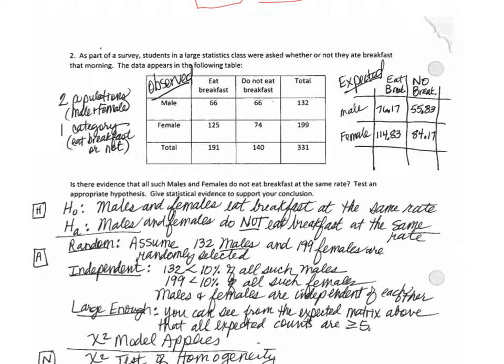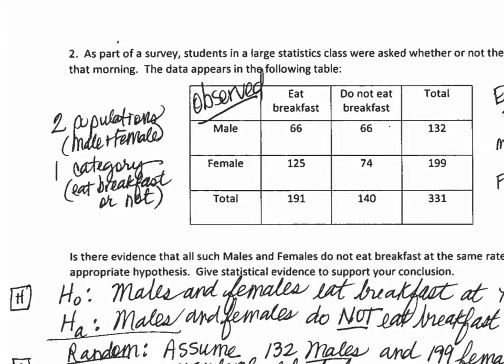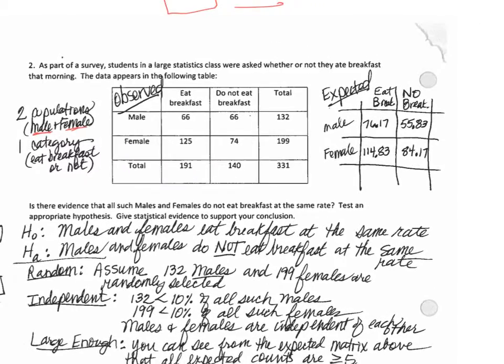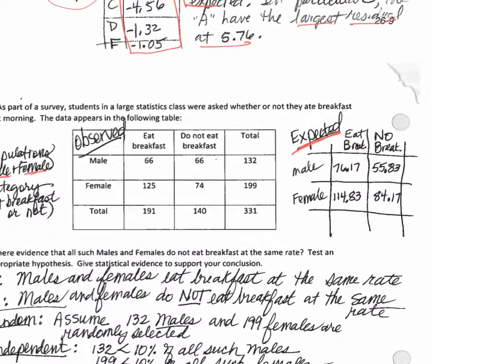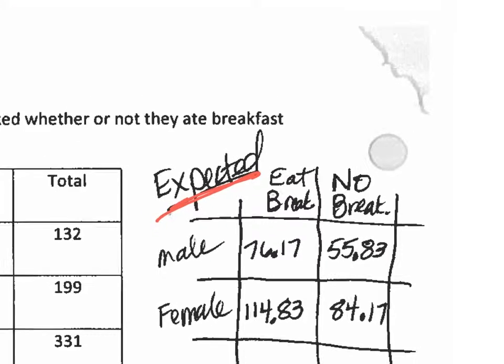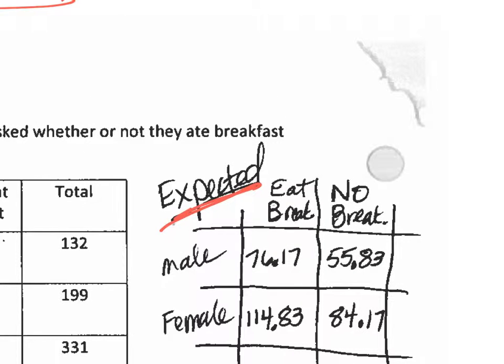So on this page, we find that we have males and females, and we're wondering if they do one particular category, and that is eat breakfast, or do not eat breakfast. So our populations are the male and female, and our one particular category is they eat breakfast or they do not eat breakfast. So I went ahead and I figured out my expected counts because I'm going to have to do that. Your calculator can do this for you if you have all the data. Sometimes you won't have all the data.